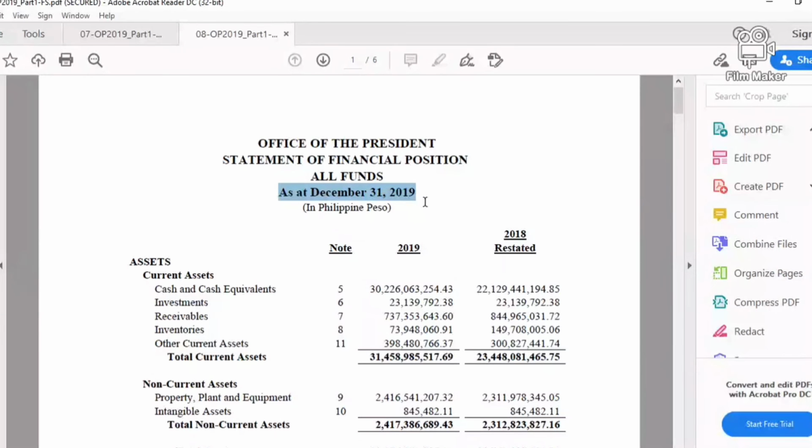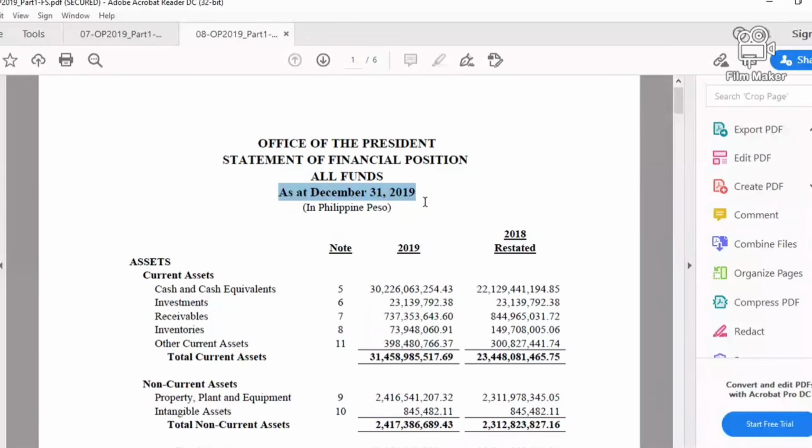Kaya as of. Parang ano yan eh, as of now, ilang taon ka na nabubuhay. Okay? As of now, ilang taon ka na nabubuhay. Ma'am, 19 years na po. O di 19 years, so ganun yung as of.